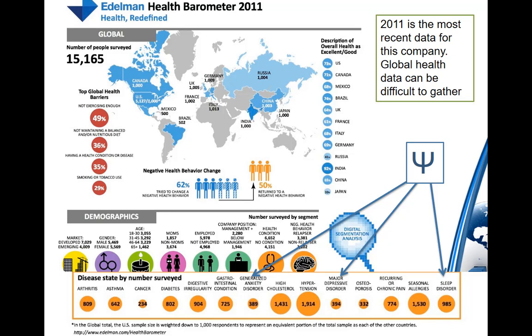This first slide is what's called a health barometer and shows you what kinds of health situations are going on in the world. The key part that I want you to pay attention to is that at the bottom there's the disease states by number surveyed, and as you can see, some of our psychological disorders show up in that list. Because when we think about health, we can't just think about physical health, we also have to think about mental health. Now, I recognize this health barometer is from 2011, but a newer barometer has not been produced by this company because global health data is actually very difficult to gather.